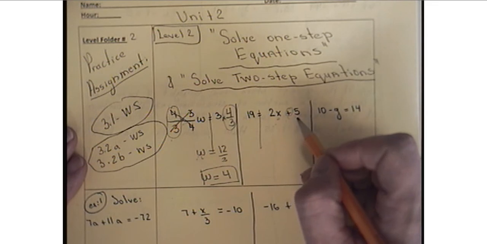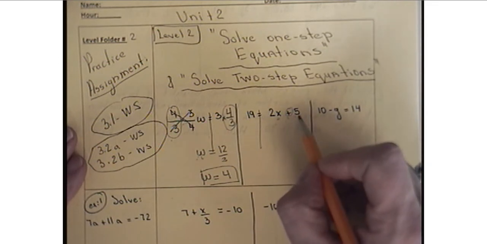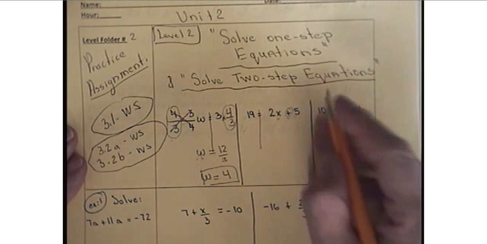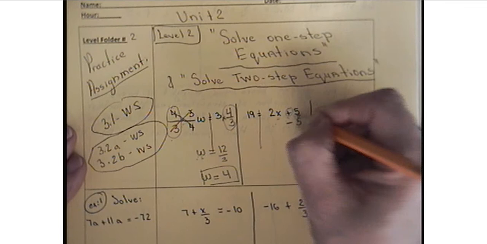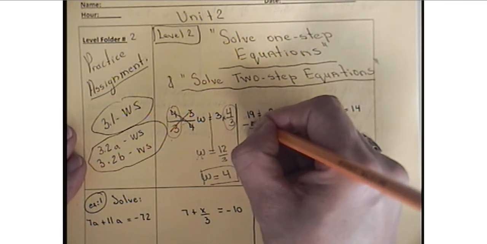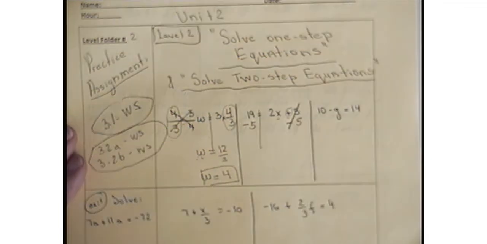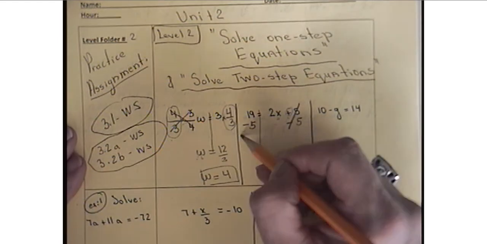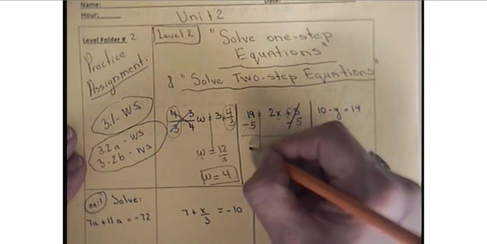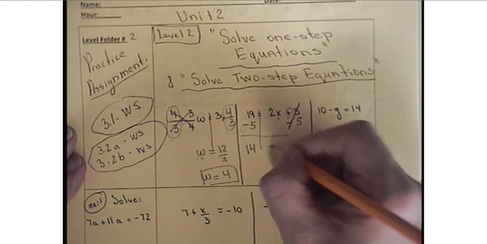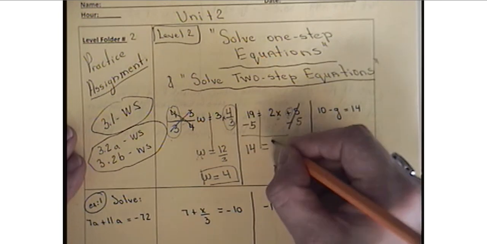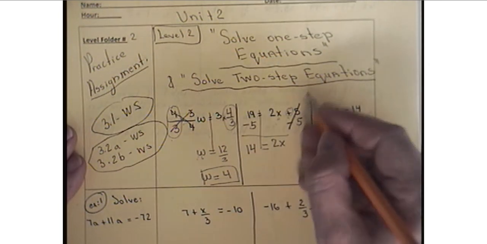How do we do that? Well, we're going to write the opposite of this. So if this is plus 5, we're going to do minus 5. We write the opposite number. Those two cancel. And now we start solving. So 19 minus 5 is 14, right? This will be equal to 2x. Those two are gone now.